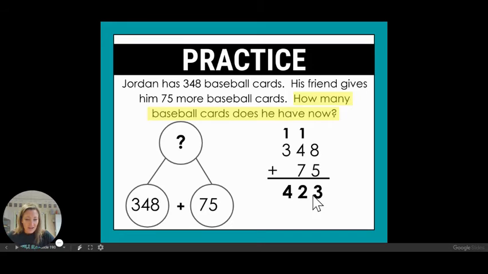So here's my 3 with my 10s regrouped. Now I have 1 plus 4 plus 7, which I know is 12. So here's my 2 with my 1 regrouped. 1 plus 3 is 4. So my answer is 423. Remember, when we're doing addition with regrouping, we have to see those ones up there to show the regrouping.